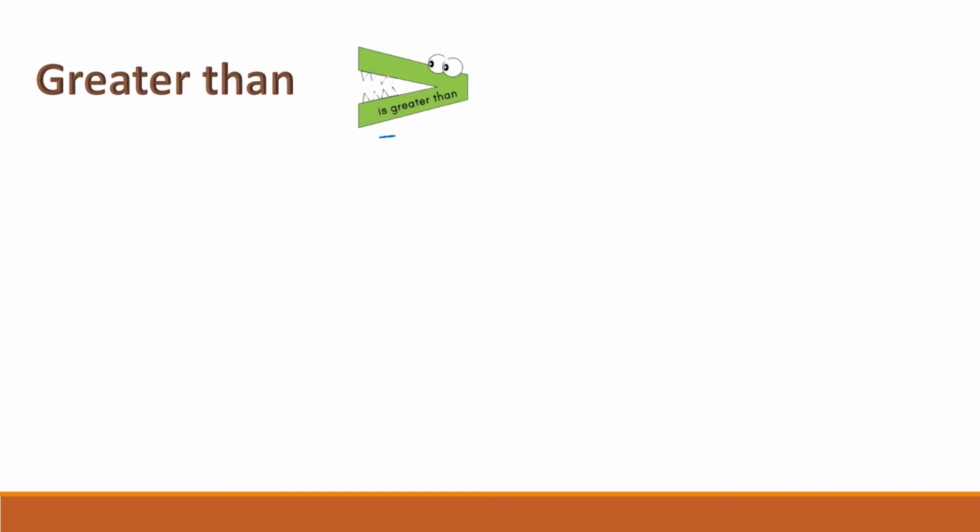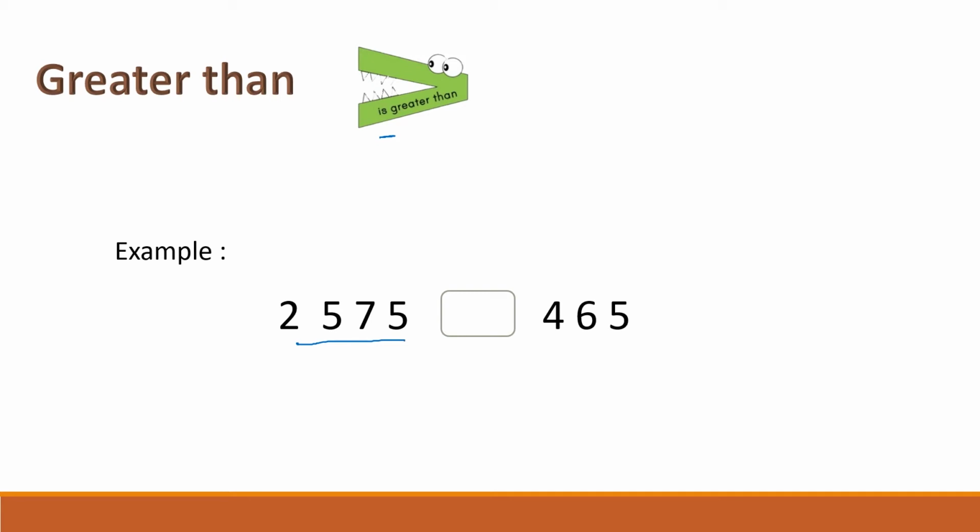See children, there is one small logic. Crocodile always wants to eat the big number. In whichever side we have the big number, the crocodile mouth will open that side, and the crocodile mouth is closed on the small number side. For example, here we have two numbers. One is 2575, another one is 465.